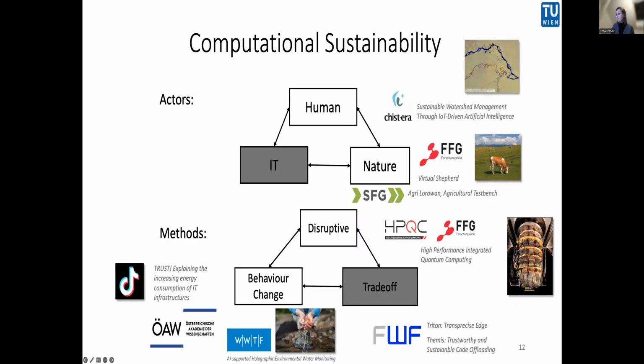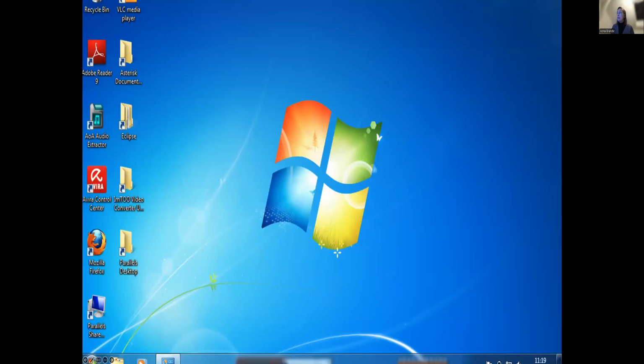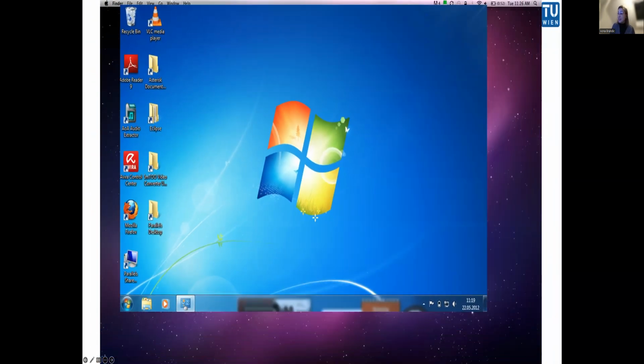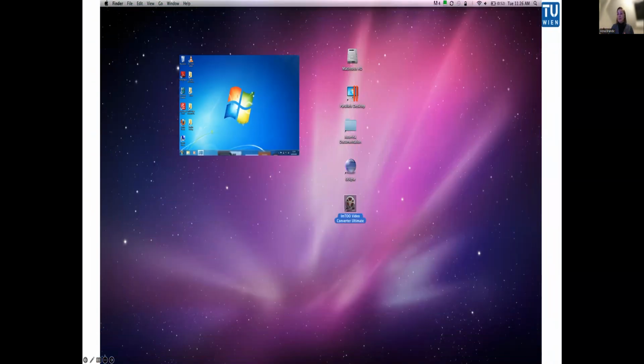Okay, now, as the second part of my presentation, I would like to present you some methods for computational sustainability, and I'm going to present first some trade-off methods in computational sustainability. And what you see here is a very powerful tool in computational sustainability, which is called a virtual machine. What I've created here is a virtual machine.